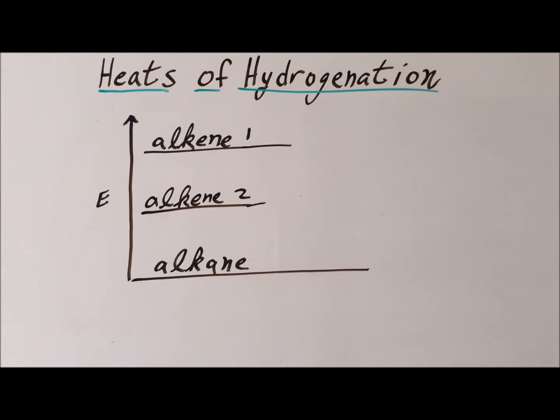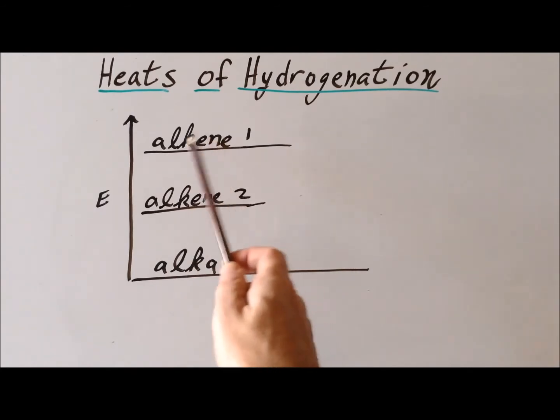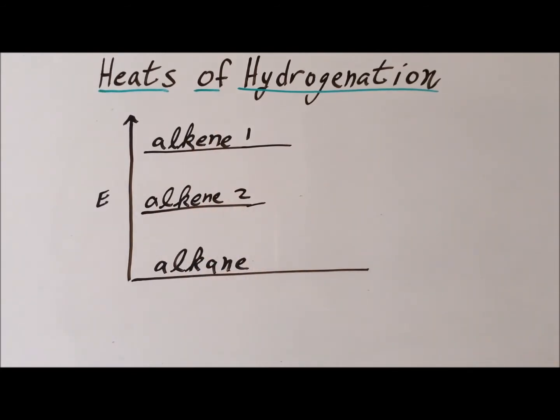Why do we care about the magnitude of the enthalpy of hydrogenation of various alkenes? Well, let's suppose we have two alkenes, which we'll simply call alkene number 1 and alkene number 2. Let's also suppose that upon hydrogenation of alkene 1 or alkene number 2, we always get exactly the same alkane, which we'll just write down here as alkane.